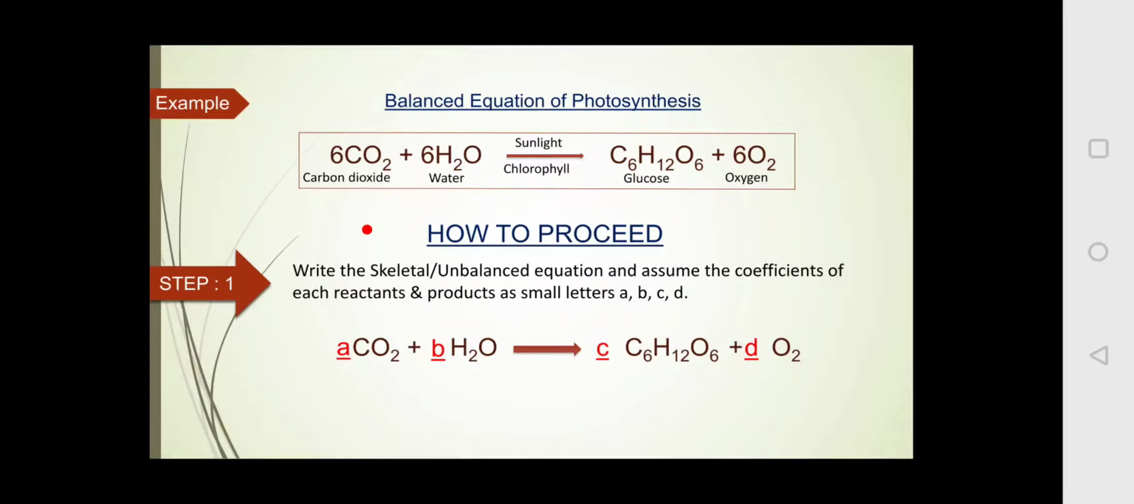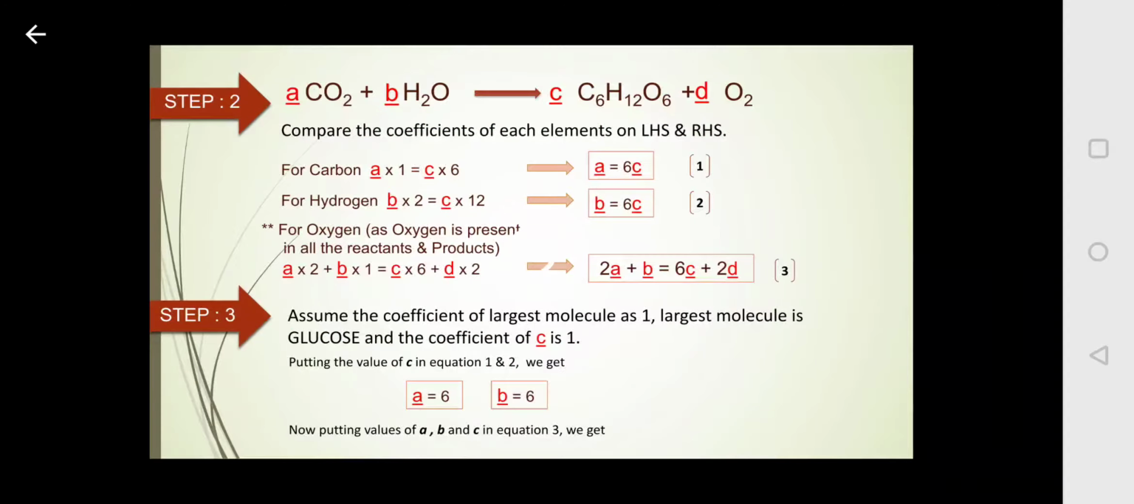So let's start. In step number 1, we have to write the skeletal, also known as unbalanced equation, and assume the coefficient of each reactant as well as product with small letters A, B, C, D, etc. I've done it for you below. After completing step number 1, we go to step number 2.